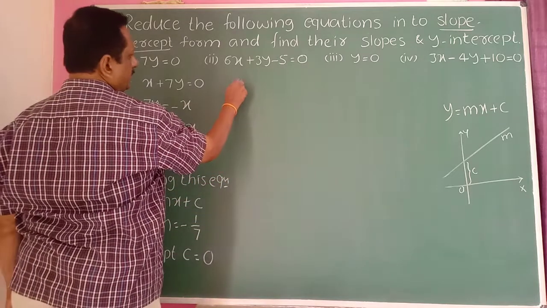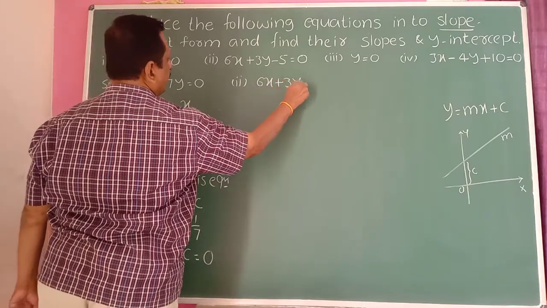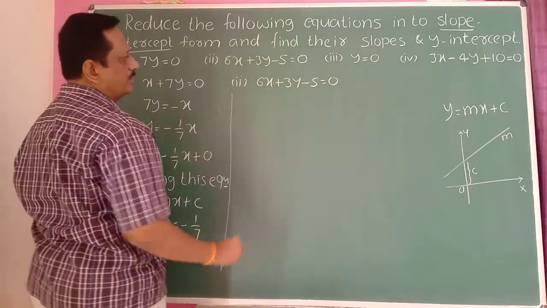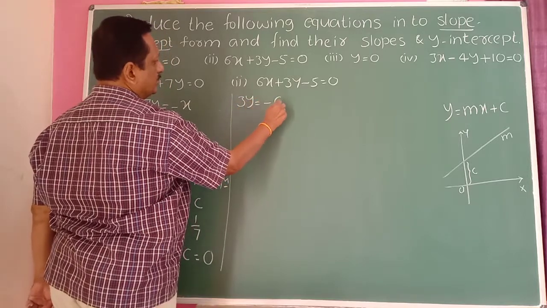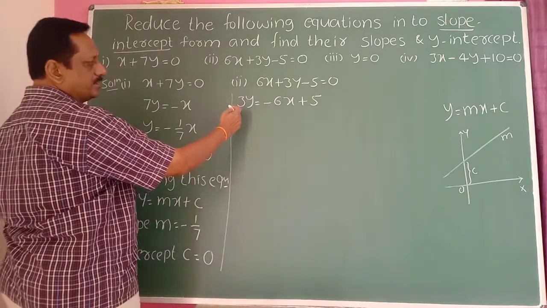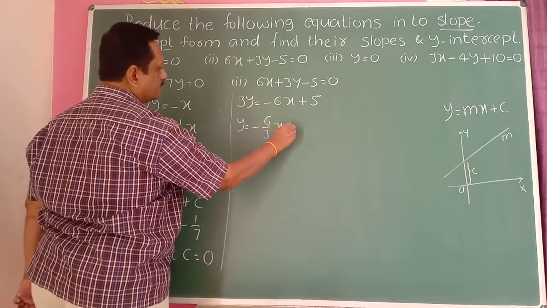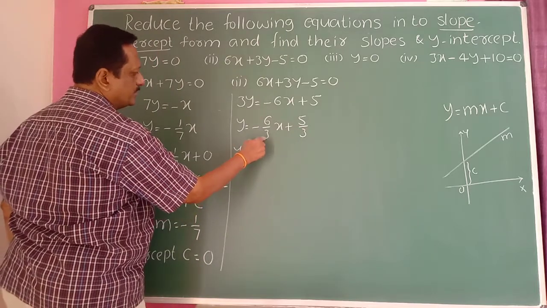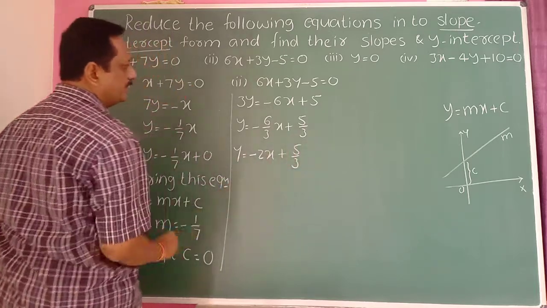In the second example, 6x plus 3y minus 5 is equal to 0. Take 6x and minus 5 to the right hand side. So 3y is equal to minus 6x plus 5. Then take 3 to the right hand side. So y is equal to minus 6 upon 3 into x plus 5 divided by 3. So y is equal to minus 2x plus 5 divided by 3.